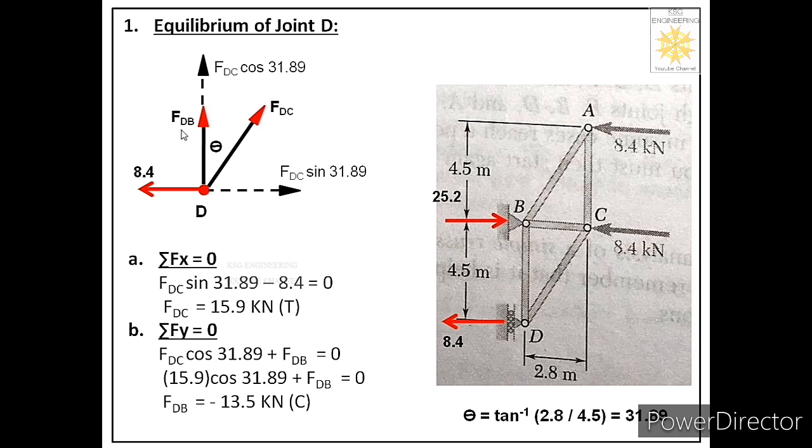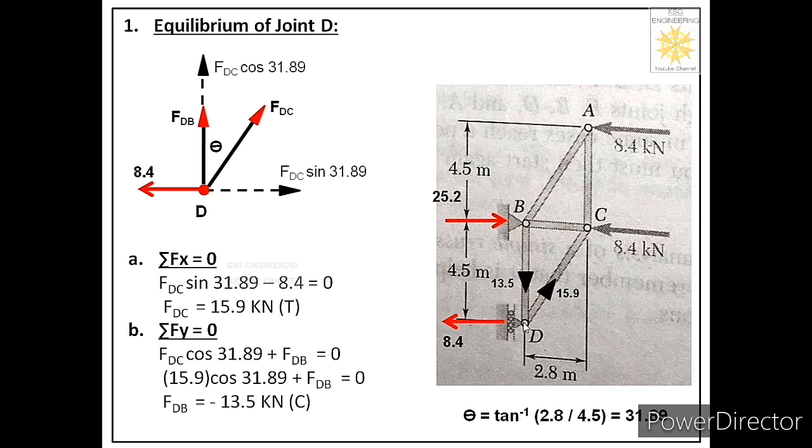At the start we considered the direction away from the joint, meaning we considered FDB as a tensile force, but we got a negative answer. It means FDB is not a tensile force, it is a compressive force. So next to this answer we have written letter C. C stands for compressive force. So from these two equations we found FDC. FDC is a tensile force, so it is acting away from joint D. But FDB is a compressive force, so it is acting towards joint D.